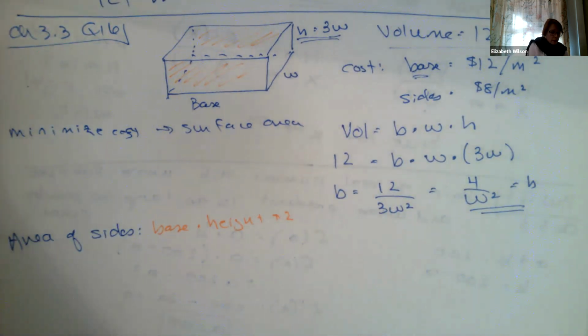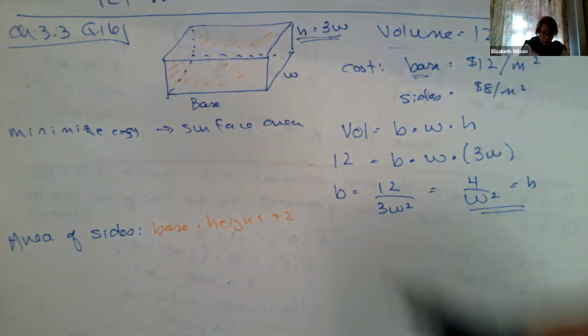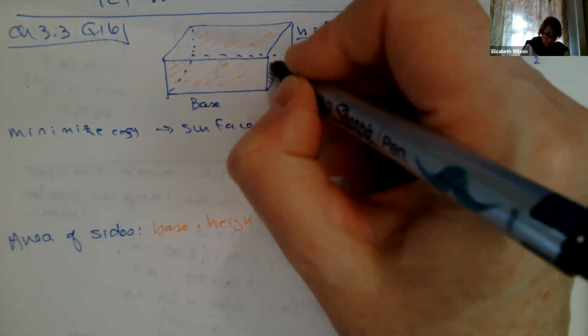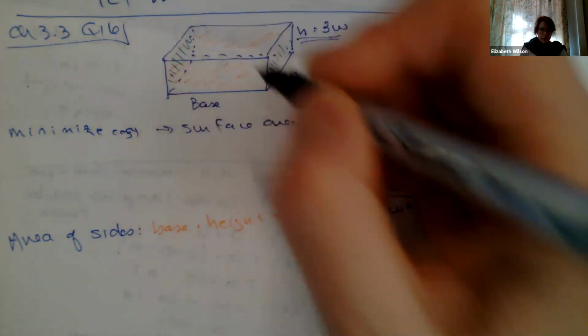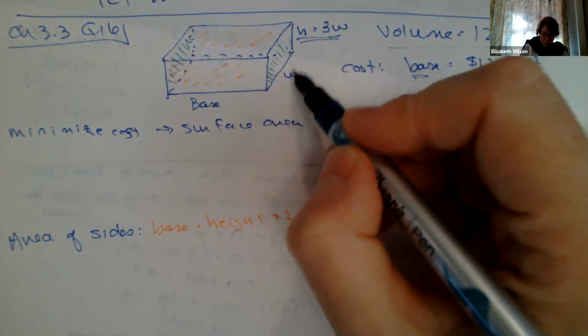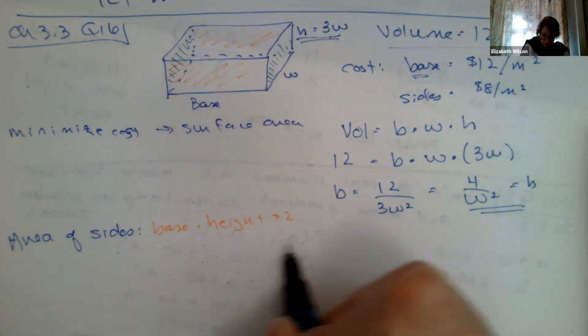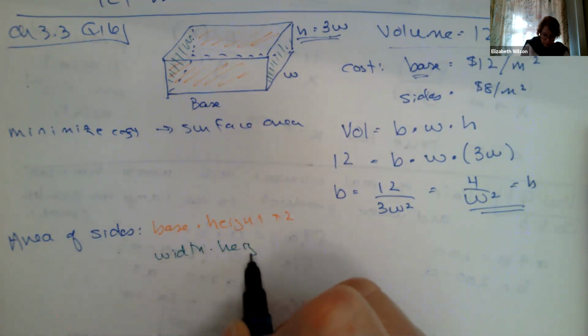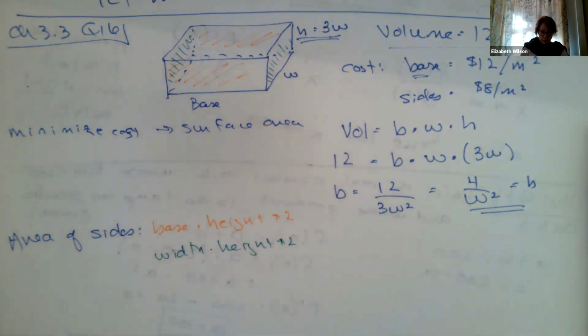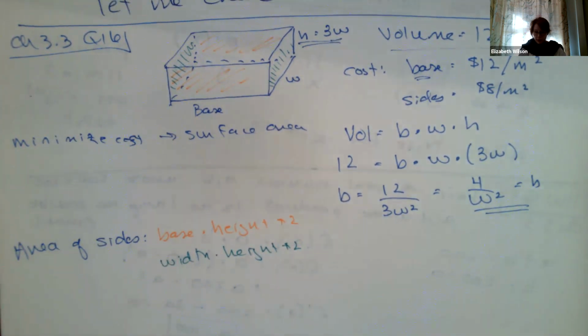I'll do this in a different color, green and green. I've got a side here and a side here, right? Whose area is width times height. And then width times height. And I've got two of those, right? So, and then we also have that base, right?